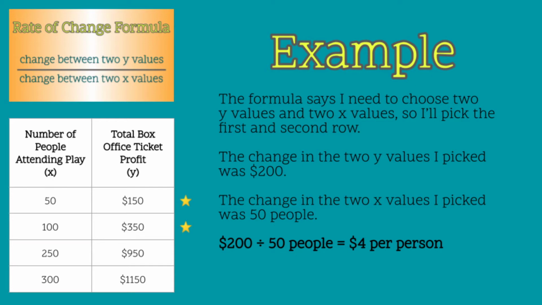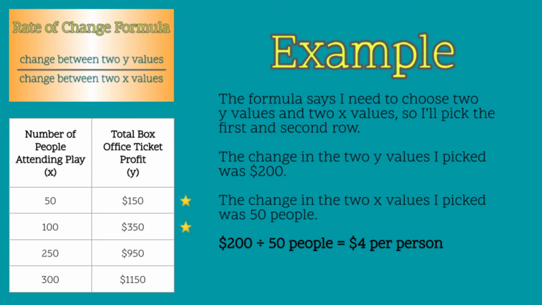Now the denominator says find a change between two x values. I can't pick any old x values I want. I have to pick the x values that go with the y values I picked. So I have to use 50 and 100. That's why the stars are in the rows, and it applies to both the x and the y. So the change in the x between 50 and 100 is 50. So my denominator is going to be 50.